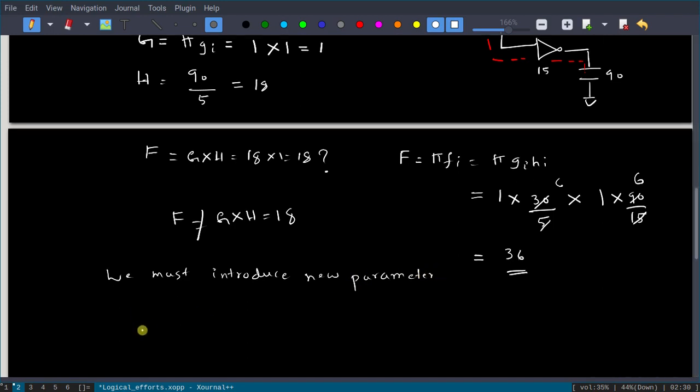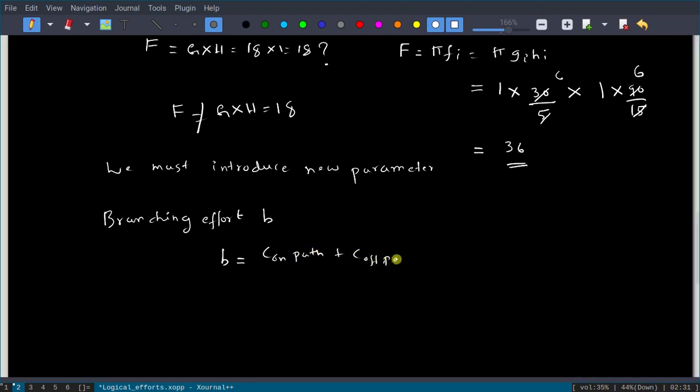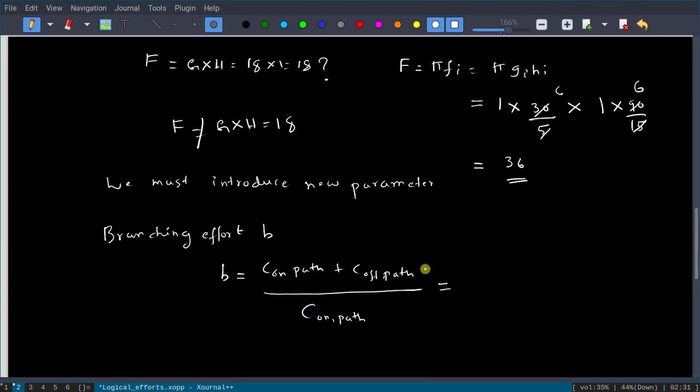Okay, so that is called branching effort, or it's called B. So what is the branching effort? It is the ratio of total capacitance, that means C on path plus C off path, to the on path capacitance. So it is C on path plus C off path, divided by C on path. Okay, so for the above problem, let us see that.